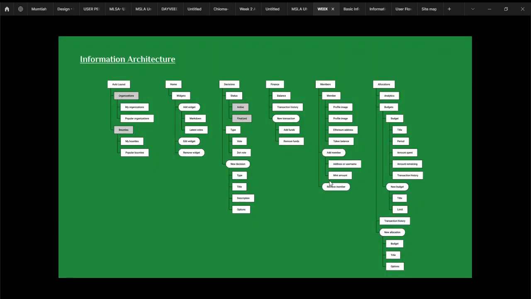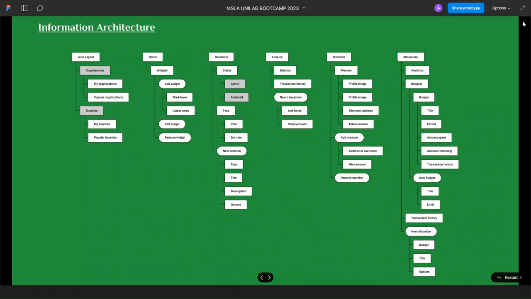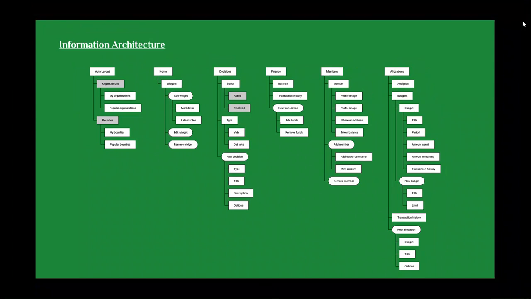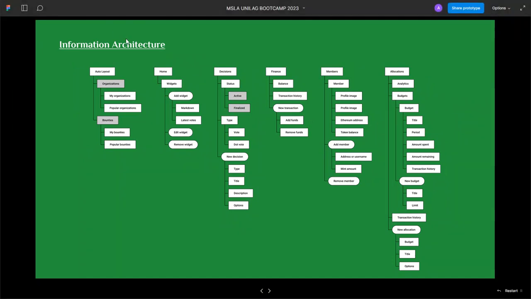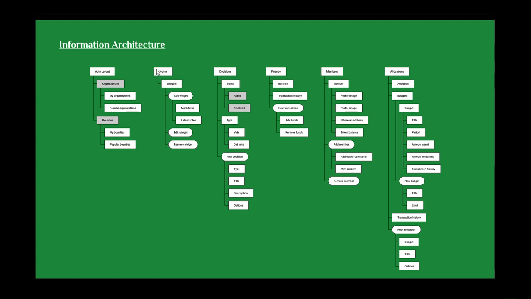And now to the information architecture. I'm trying to show you what information architecture looks like. So this is the information architecture for your products now. They have the home, the decision, the finance, members, and allocation. So this is the parent page, the first page that you are going to see. That's the biggest thing that you see when you get to a product. You see the home, so that's a page on its own, a parent page on its own.